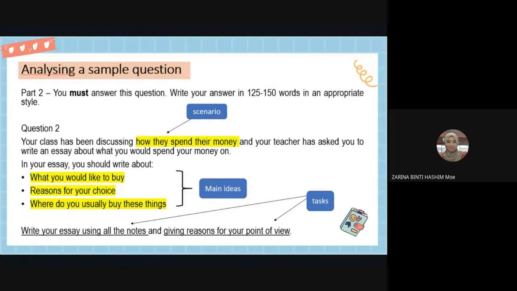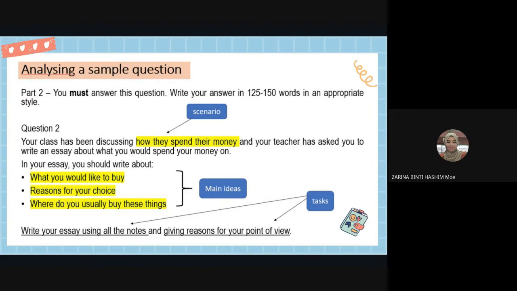Okay, in your essay, you should write about these are the things. Just like tadi yang soalan nombor 1 kan, dia ada bagi 3 question. Now they give you 3 ideas juga, or 3 main ideas or 3 questions. So what are the main ideas? One, what you would like to buy. So you have to explain what are the things that you want to buy. Apa benda yang kamu nak beli. Okay, you have to mention that.